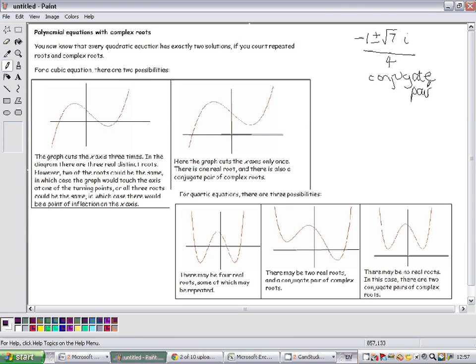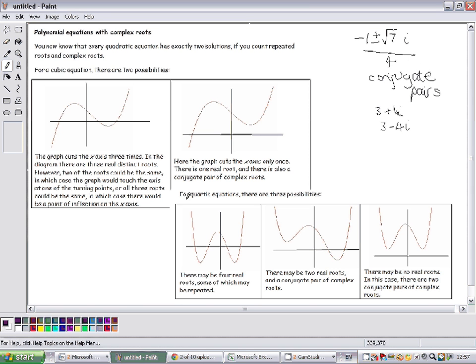So if you know one of the roots, you automatically know the other one. So if I told you one of the roots was 3 plus 4i, you would immediately tell me that the other root is 3 minus 4i, because they come in conjugate pairs. So that's a good phrase to learn, conjugate pairs.